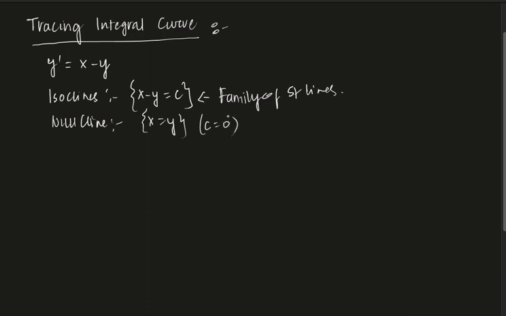Now, essentially what we are going to do is look at a curve such that at every point on the curve, y prime of x is given by x minus y of x. That's what we are trying to find out.